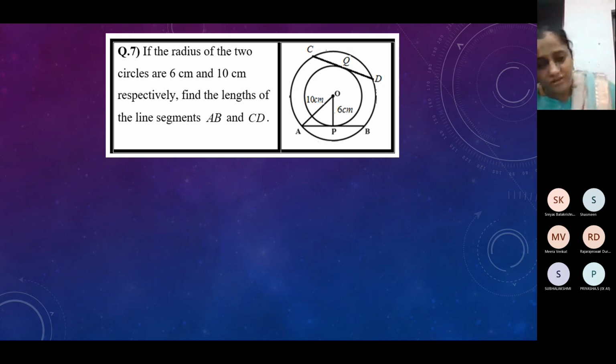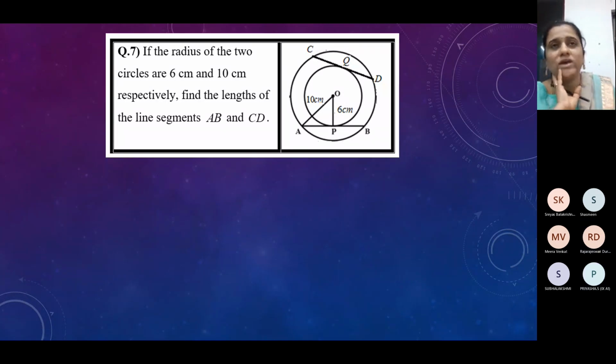Okay, now let's talk like this. Online students, what is the relationship between the line segment AB and the outer circle? Chord. AB is a chord to the outer circle. And to the inner circle? Tangent. AB is a tangent. And the point of contact?